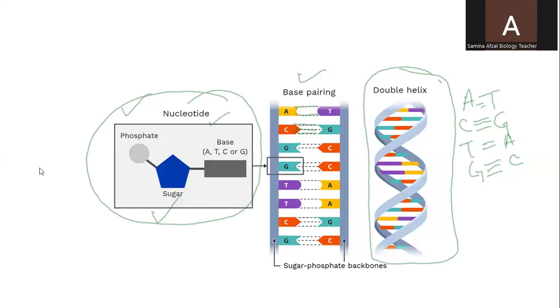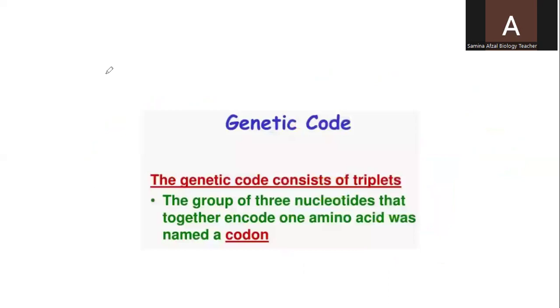Now, when we are discussing DNA, the genetic code is a very specific word which is used in this regard. The genetic code actually consists of triplets. Triplets, the group of three nucleotides that together encode one amino acid, are named a codon. So in a codon, three nucleotides are grouped together, as three nitrogen bases are involved in the formation of one amino acid.